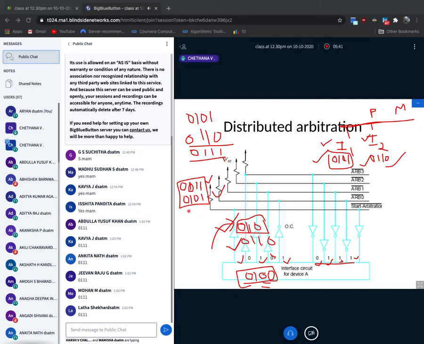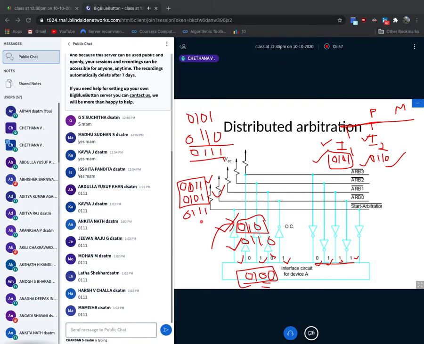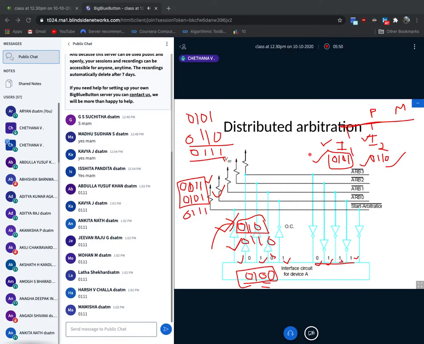After doing the OR operation, we get 0111. Now take this and compare it with the unique ID of both devices. For the first one, 0011, where is the discrepancy? 00 is the same, 0 only. Then 01, so here is the discrepancy. So from here onwards I'll get 0000.